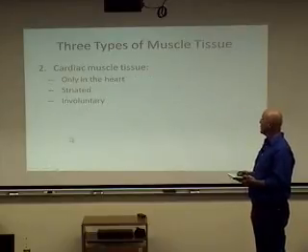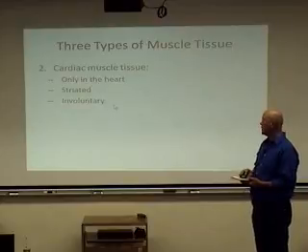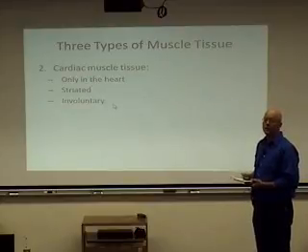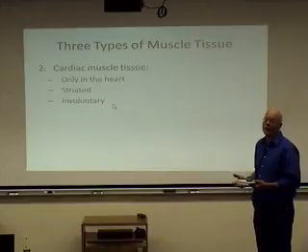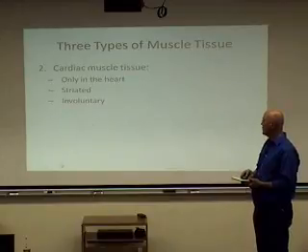Cardiac muscle, the other type of muscle tissue, is only found in the heart. It's under involuntary control, so we don't consciously think about having our heart beat. That's an unconscious action. And cardiac muscle also has this striated or striped appearance.